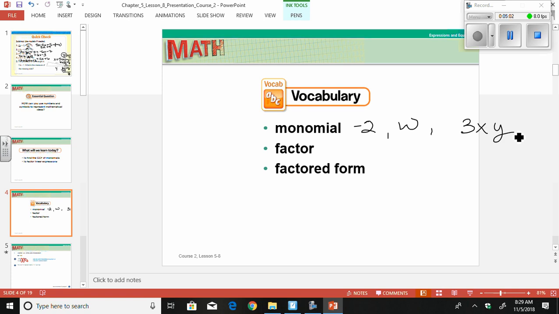A factor is what makes it up. So say 3 times x times y. Factored form is whenever you take it all the way out. So remember that was that 8x plus 4y. We can take 4 out of both of those and get 2x plus y, and we can distribute the 4 back out.